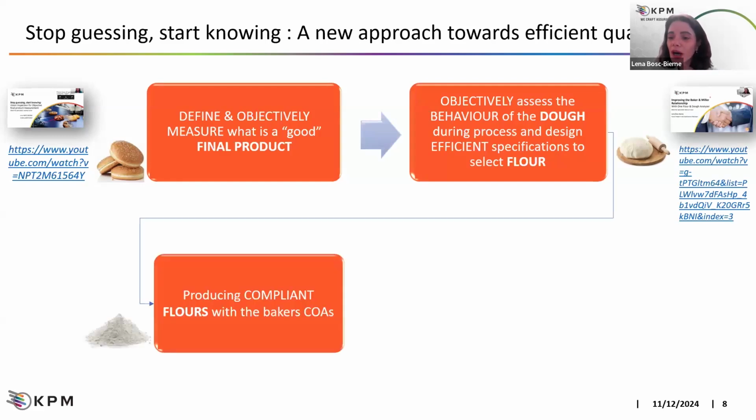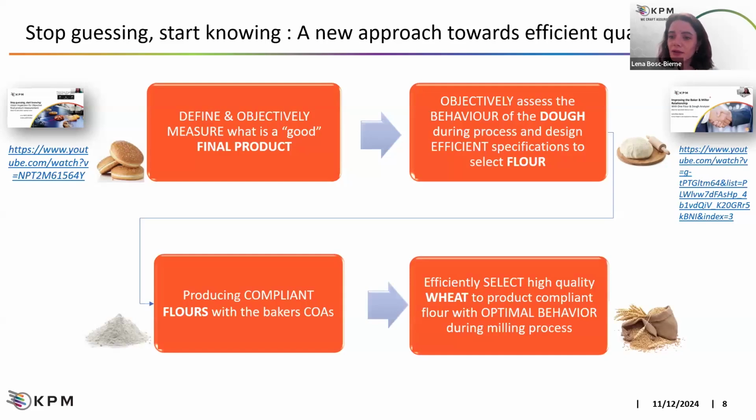But once we do have efficient specifications, we need to enter those specifications. We need to produce a flour that is compliant with the COAs, with the certificate of analysis. And as a baker, we need to make sure that this flour corresponds to our certificate of analysis. So this is a little bit the topic of today.